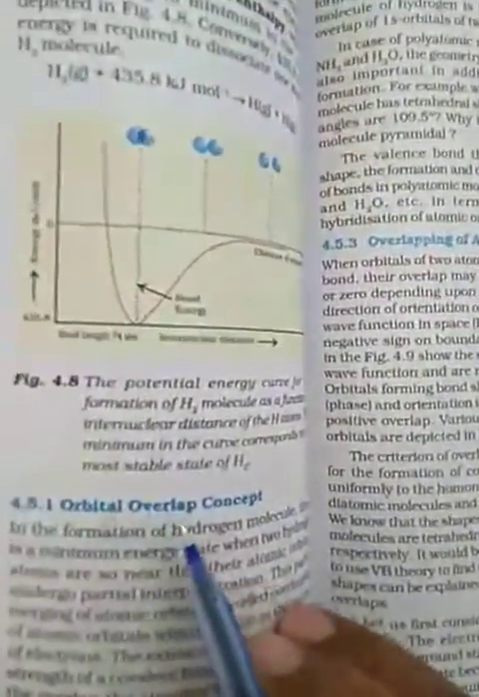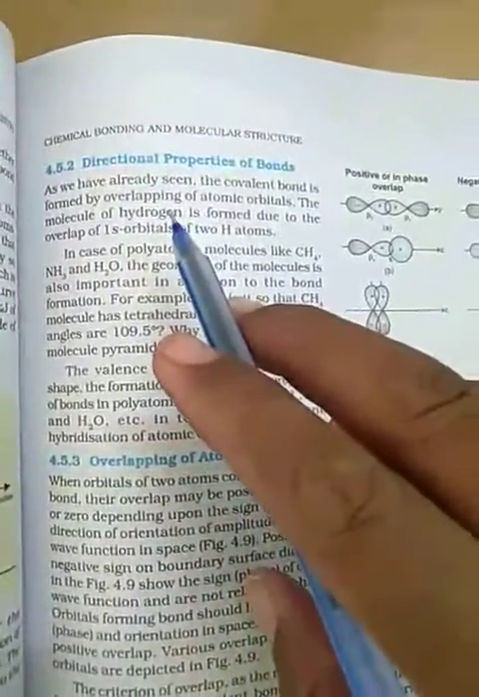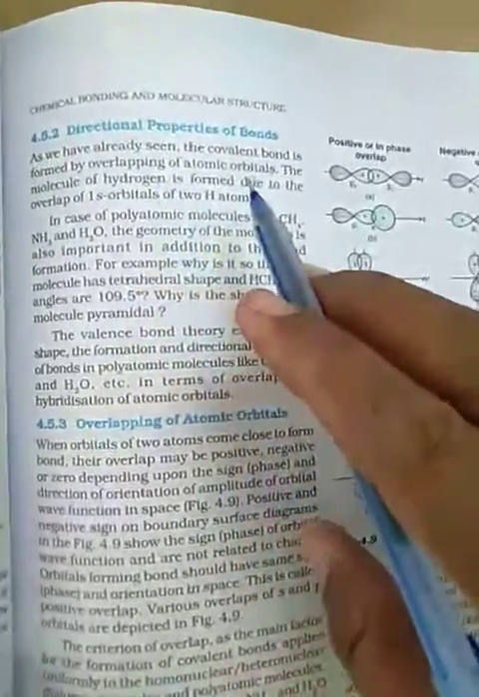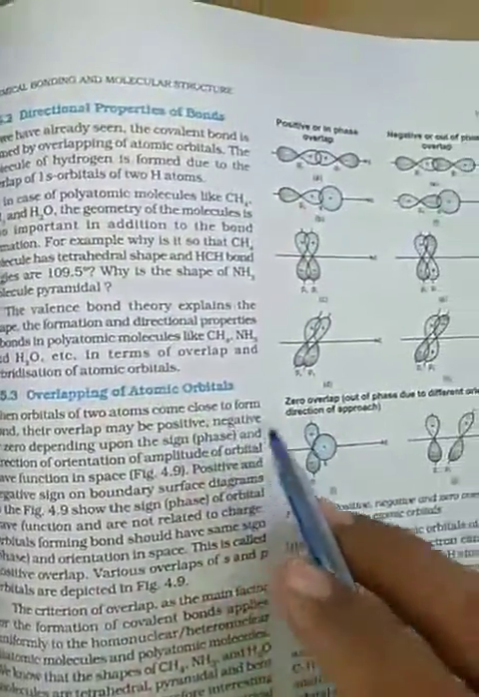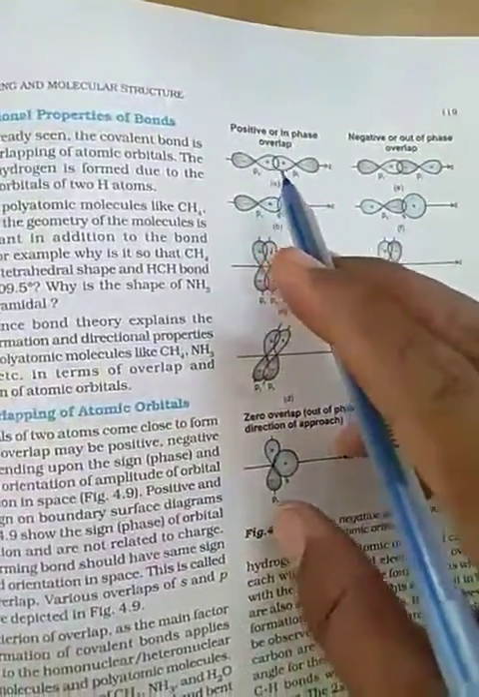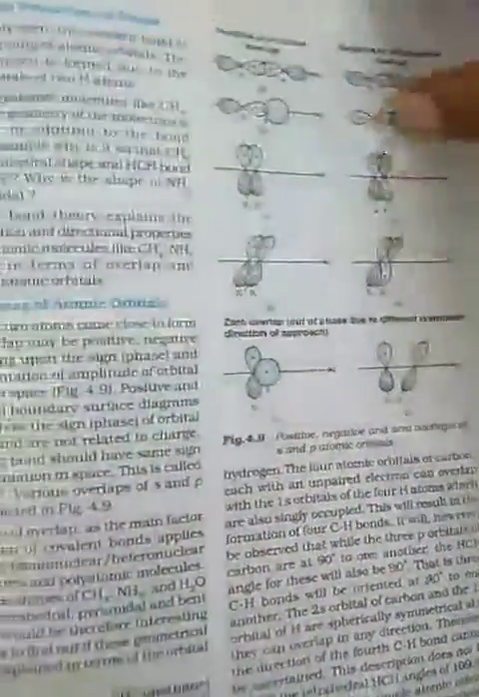Day before yesterday, I think on Friday, we completed chapter number 4. Earlier I taught you a new topic, the orbital overlap concept. How the orbitals are going to overlap. Then I taught you in that lesson directional properties of bonds, overlapping of atomic orbitals, and how they overlap and form a covalent bond. I showed you different figures. I hope you can understand.